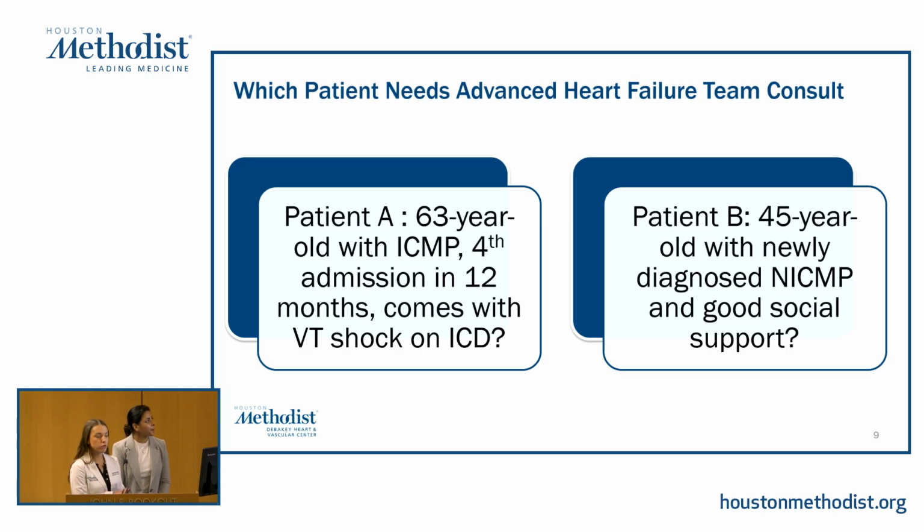So quick question before we talk about some pointers to help identify these patients. Which patient would y'all think needs an advanced heart failure team consult? Patient A, a 63-year-old with ischemic cardiomyopathy, this is their 4th admission in 12 months, comes in with a VT shock on ICD, or patient B, a 45-year-old with newly diagnosed non-ischemic cardiomyopathy with good social support. So quick raise of hands for A, quick raise of hands for B. So A is our guy that needs advanced heart failure therapies.